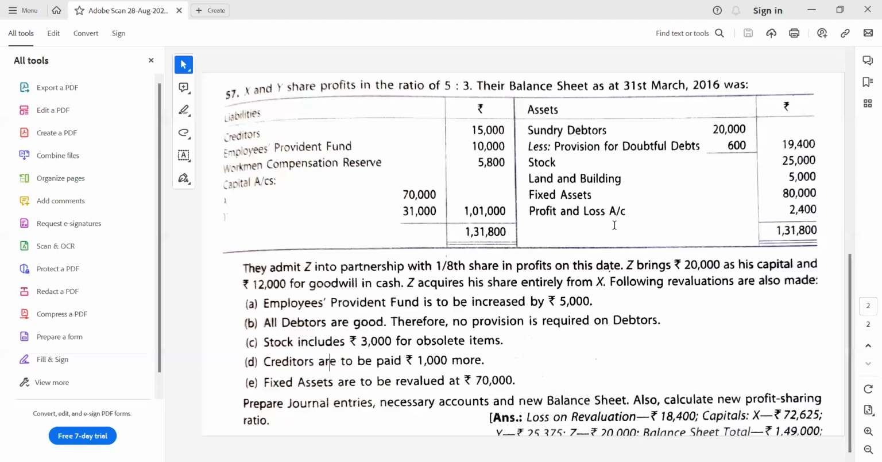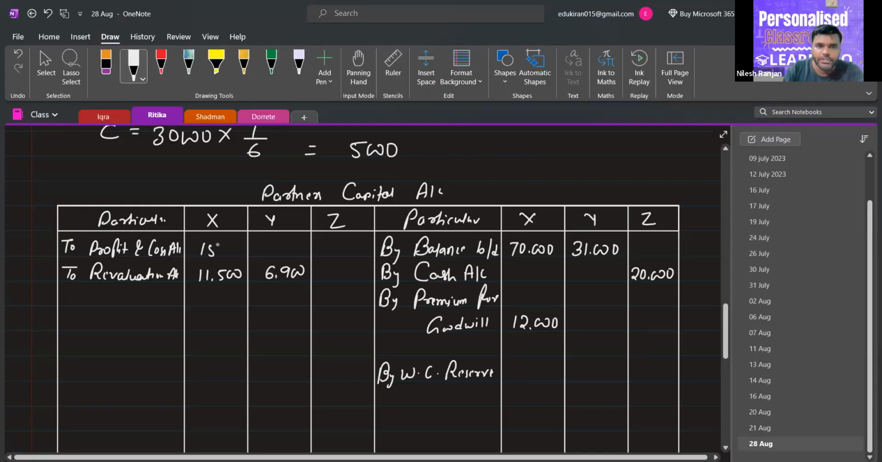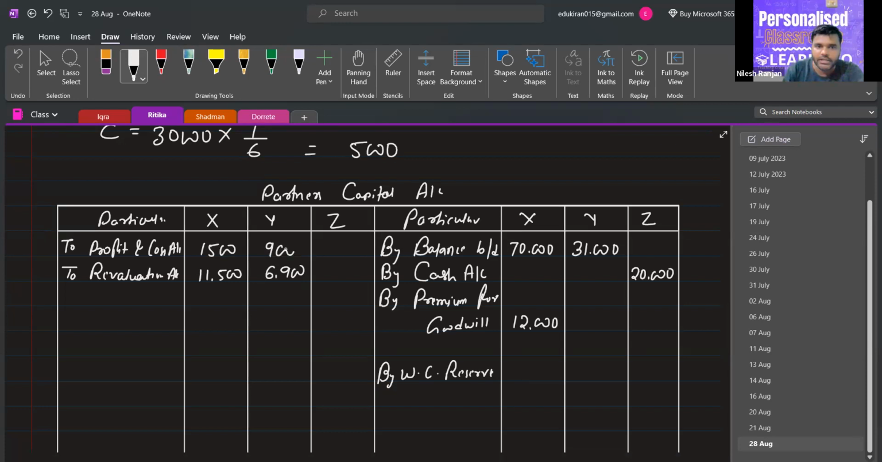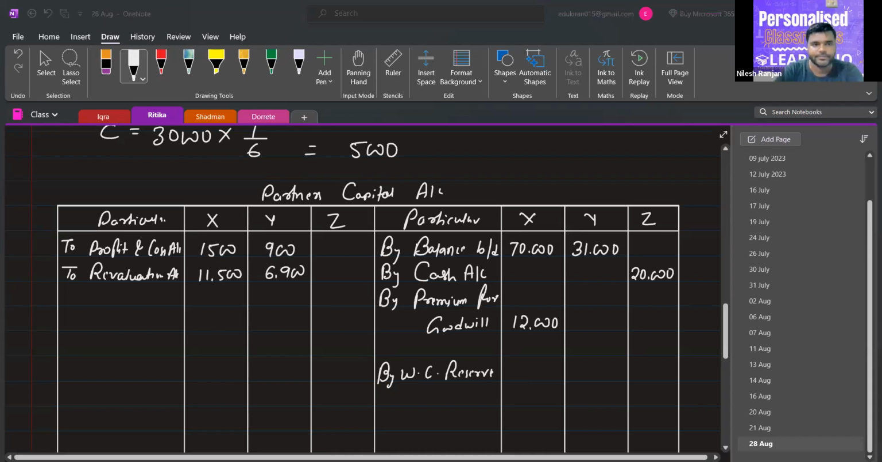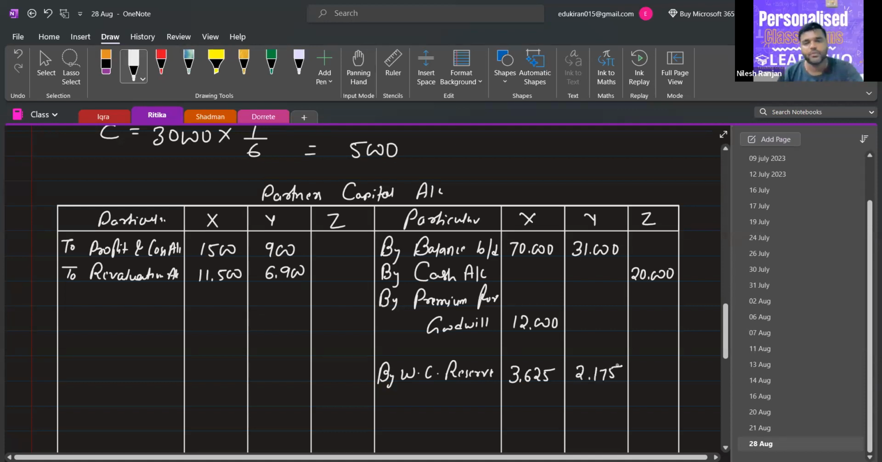So yes, profit and loss is 2,400, 1,500, and 900. And here for 5,800, it will be 3,625. For 3, it will be 2,175. Okay.